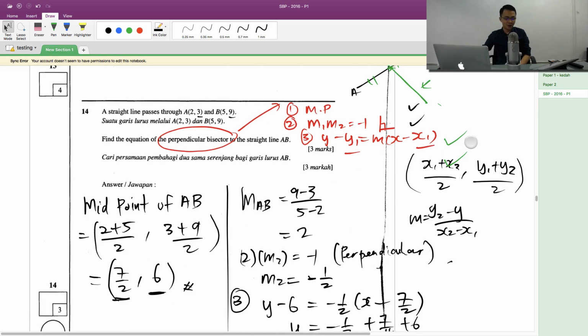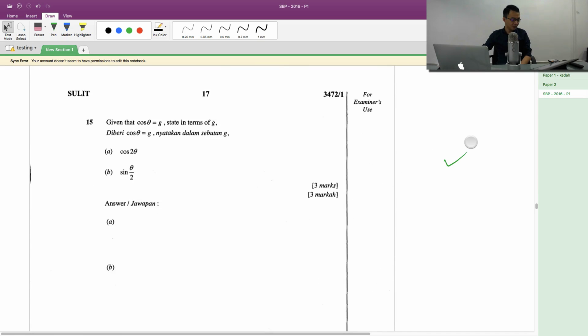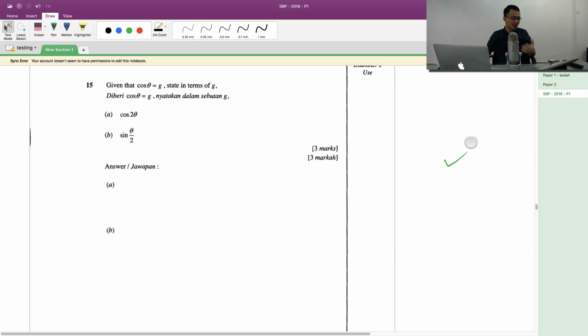Alright, so we go to 15 if you have no problem. Given that cos theta equals G, state in terms of G. So cos 2 theta. This one you just apply the formula.